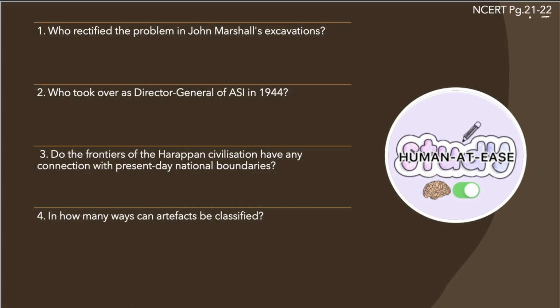Moving on to NCERT page number 21 to 22. Question number 1. Who rectified the problem in John Marshall's excavations? Question number 2. Who took over as the Director General of ASI in 1944? Question number 3. Do the frontiers of the Harappan civilization have any connection with present day national boundaries? Question number 4. In how many ways can artifacts be classified?